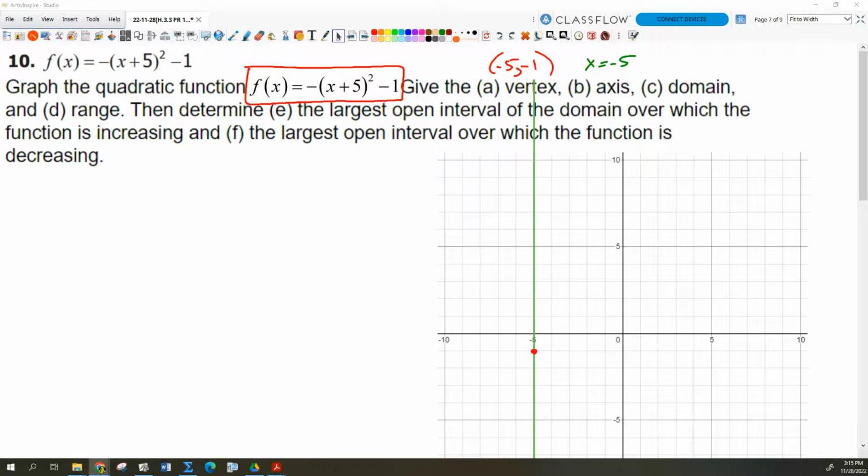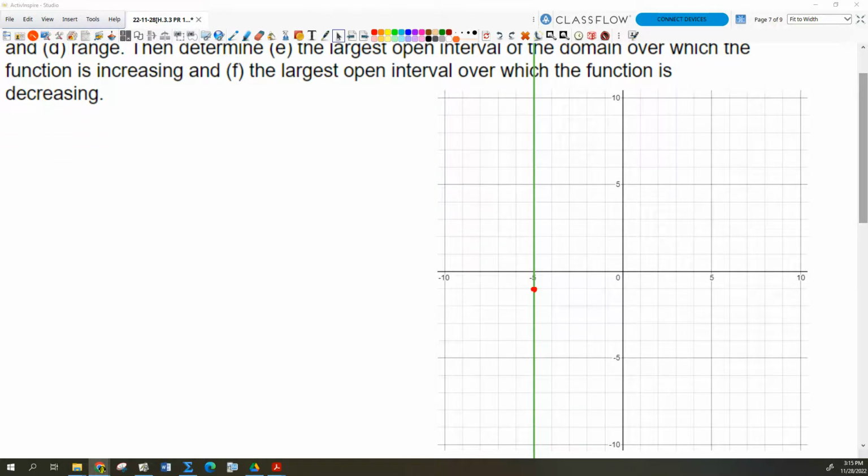Okay, so what's the value of a? -1. So instead of going over 1 and up 1, we're going to go over 1 and down 1. Up 1 times -1. So that puts us there, which gives us another point on the other side that's been reflected. And so we end up with something like that, right?